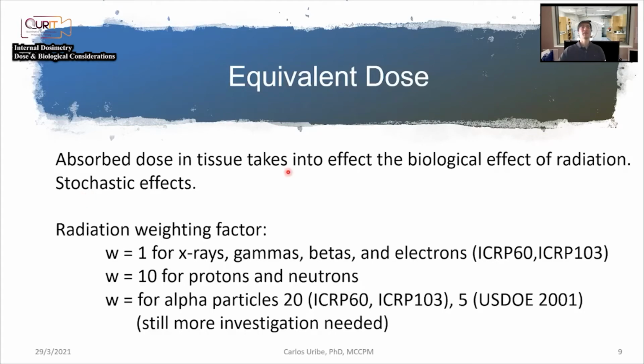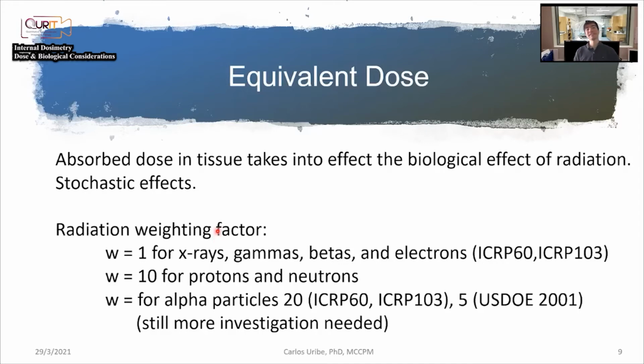But when we take into account the biological effects of these stochastic effects, there have been some definitions of radiation weighting factor, and there's the ICRP. It's an association that has done investigations and put these weighting factors for us to know. For example, they say the weighting factor for X-rays, gammas, betas, and electrons is going to be close to 1.